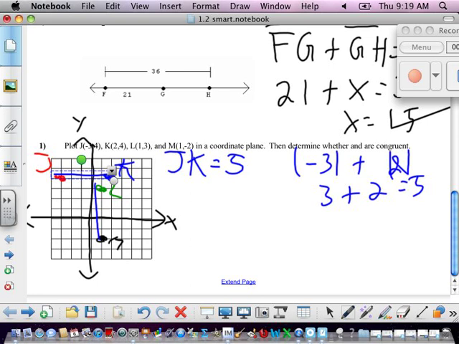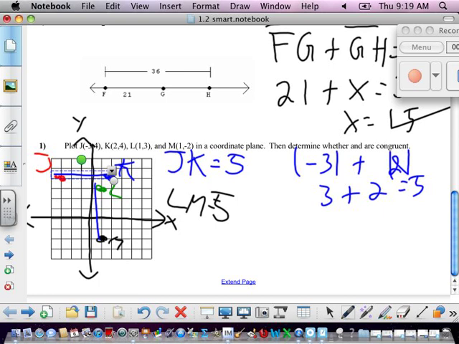Okay, let's find out the distance between L and M. So first I'm going to count 1, 2, 3, 4, 5. Which letters do you think I'm going to deal with to find the distance? The X's or the Y's for this one? Is it horizontal or is it vertical? So I'm probably going to deal with the Y's.